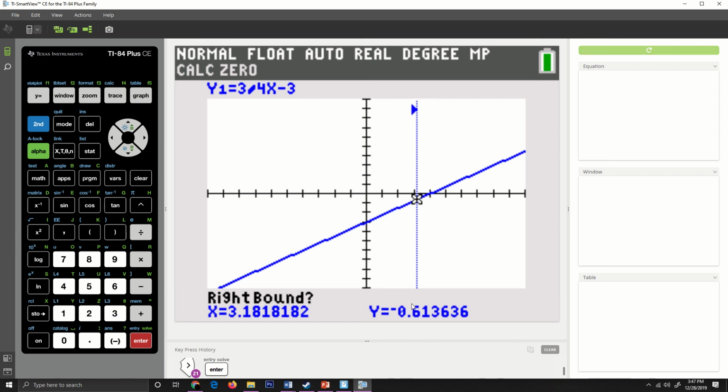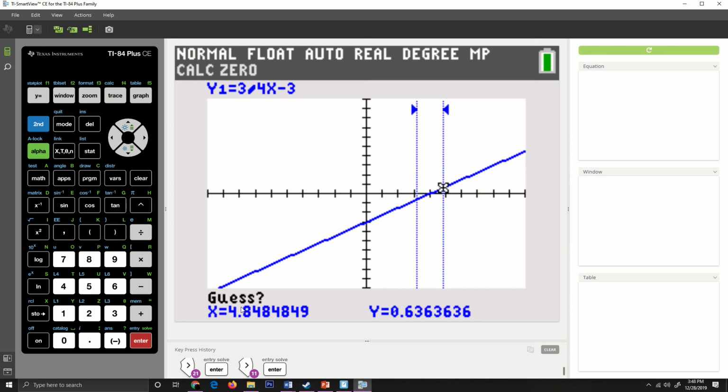you'll see this dotted line, and what it's going to do is this is the leftmost point that it's going to check for the 0. Now it says right bound here, so I'm going to move my little arrow key here till I'm a little bit on the right hand side of where I think that 0 is going to be. I'm going to hit enter.